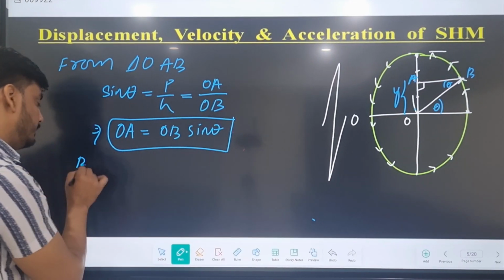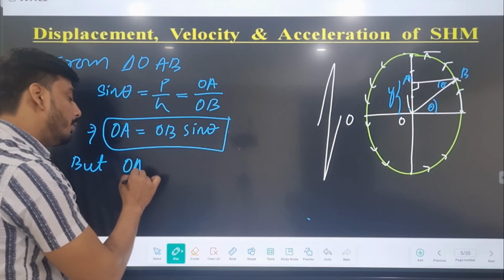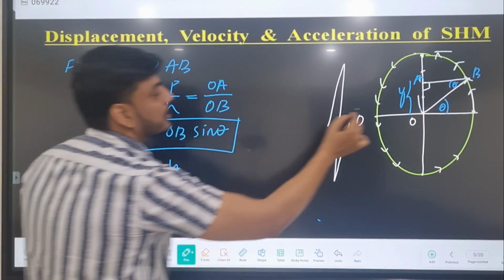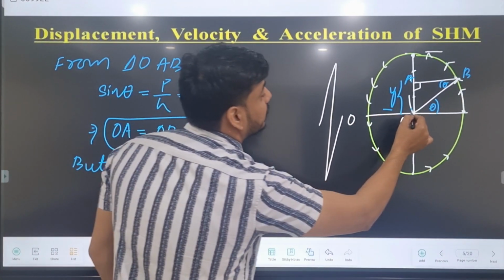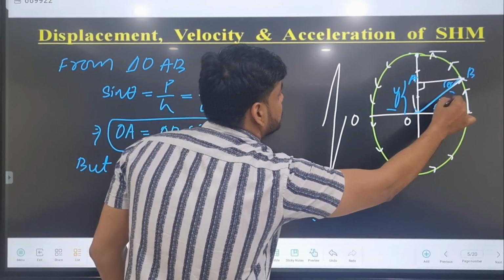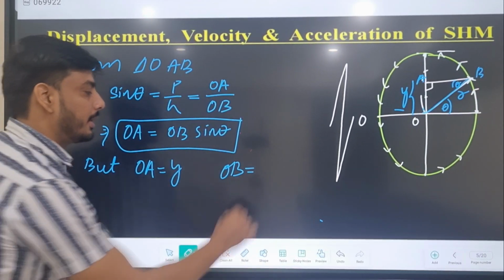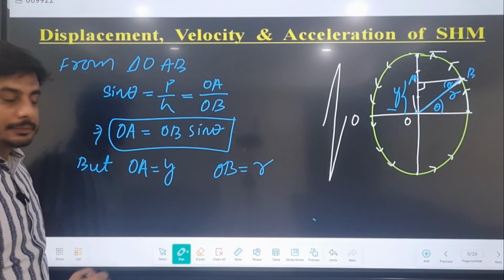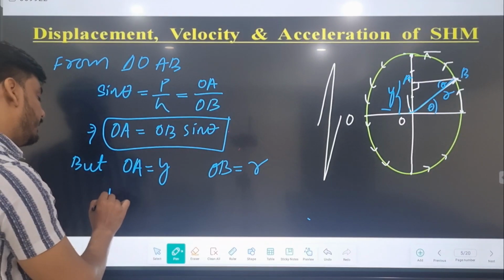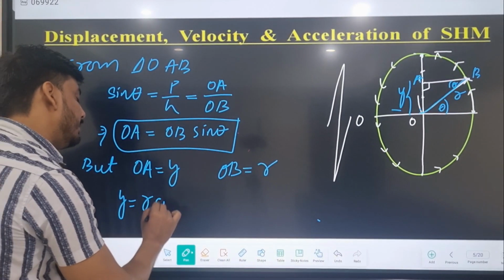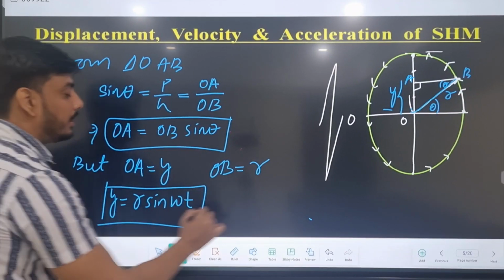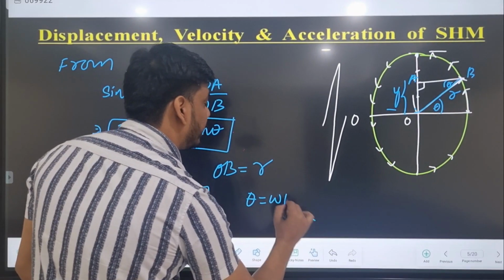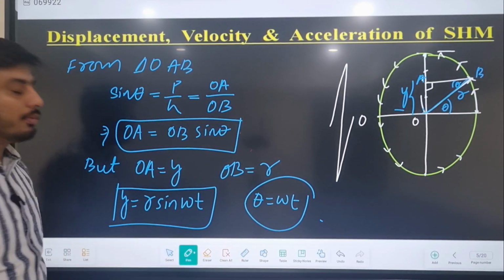So we need that OA, which is equal to OB sine theta. OA we have mentioned as displacement y. Similarly, OB is nothing but the radius. If the radius of the circular orbit is r, we can directly write r. So this is the formula. We can write y equal to r sine omega t, where theta equal to omega t. You can also directly write r sine theta.